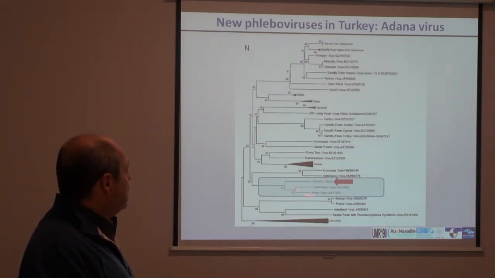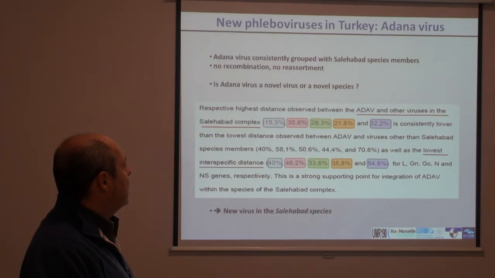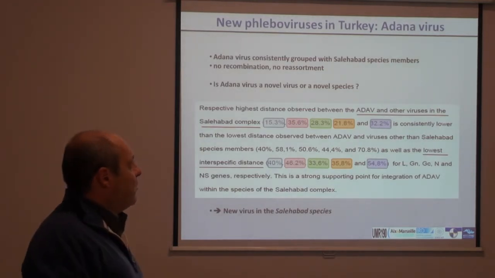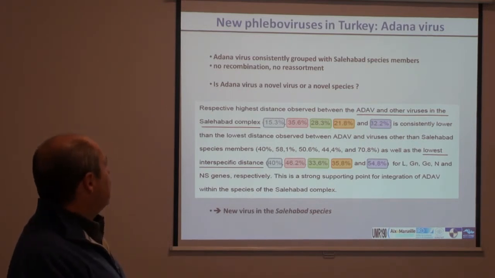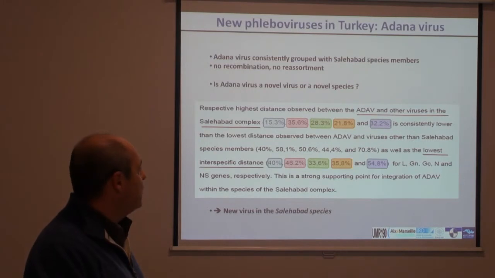For the N gene, we also have the same position, and for the NS, it's also the same position. So what we can say from this rapid phylogenetic analysis is that Adana virus consistently has grouped with Saliabad species member, and so there is no question of recombination or reassortment for Adana virus.